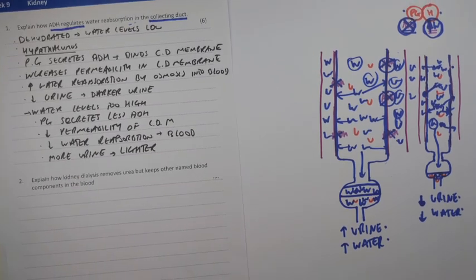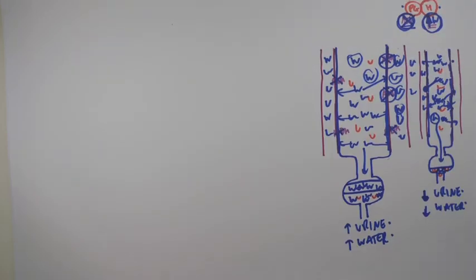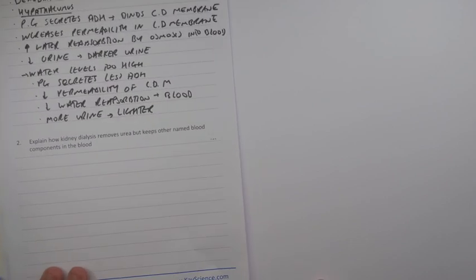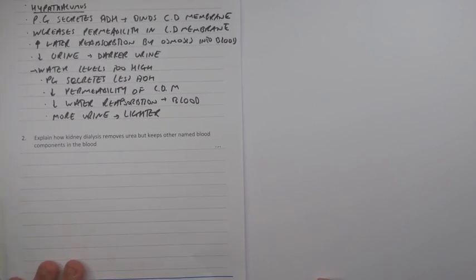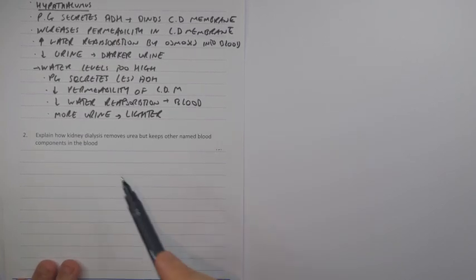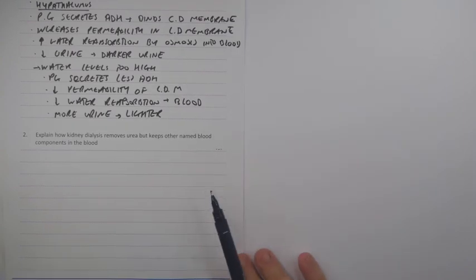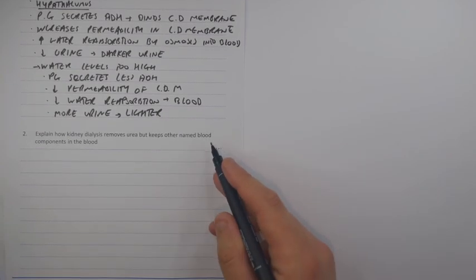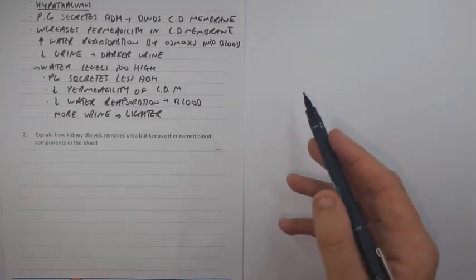Okay, so what we're going to look at now is kidney dialysis. So we're going to look at question 2, and this question is quite difficult in my opinion. Kidney dialysis is needed when the kidney no longer works properly, because the urea remains in the blood, so you've got kidney failure.